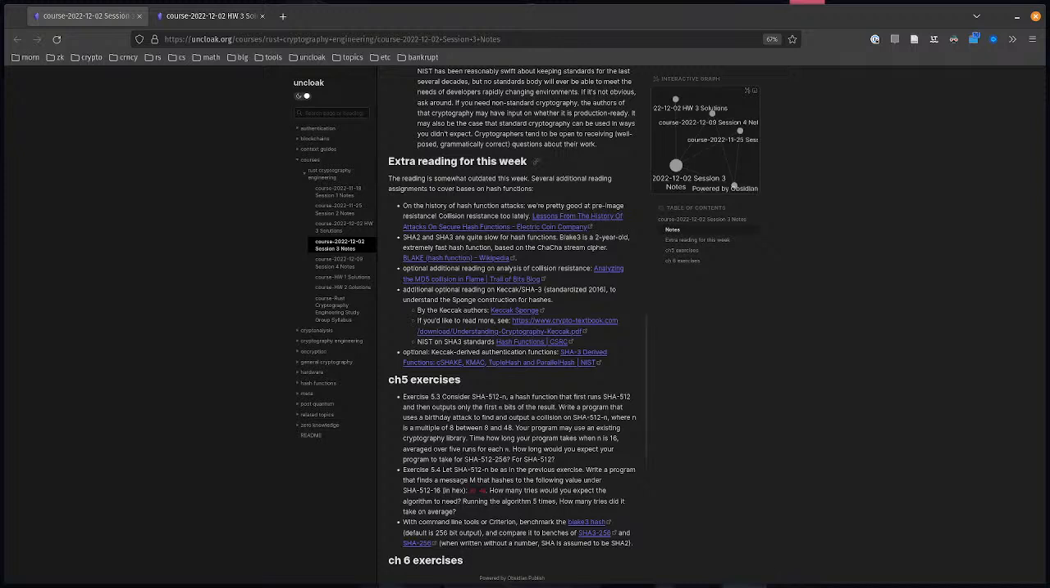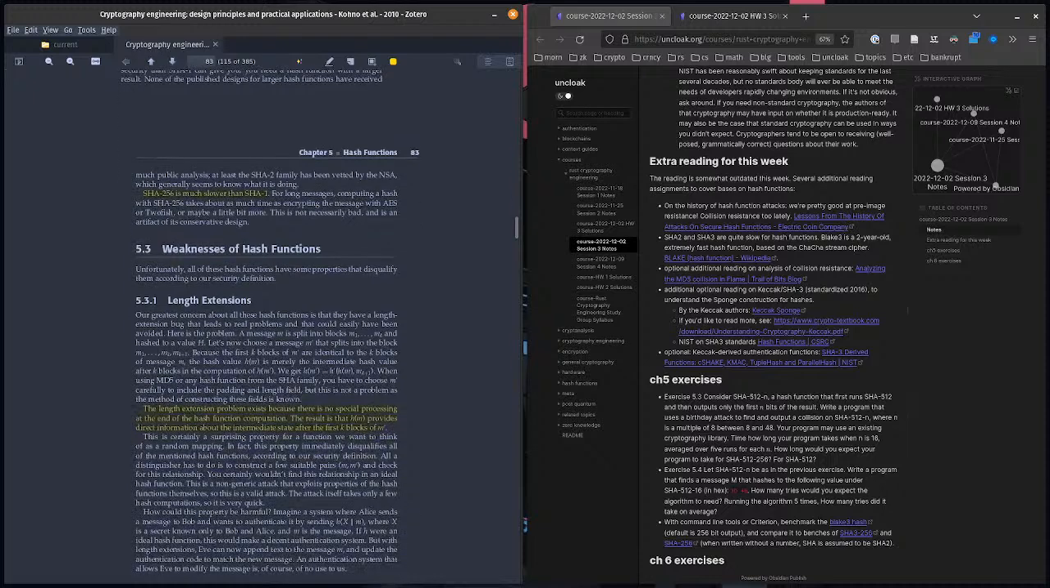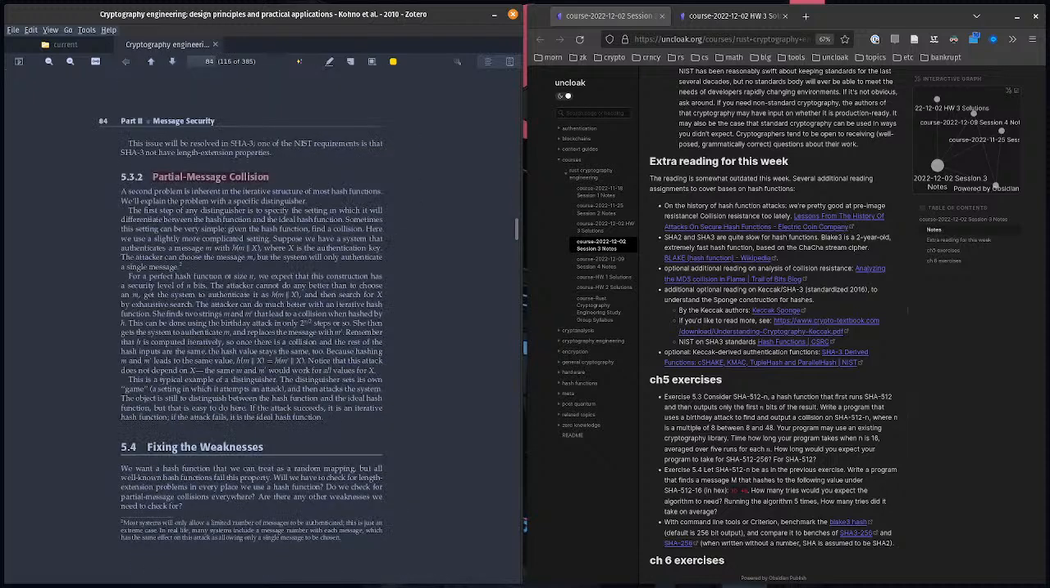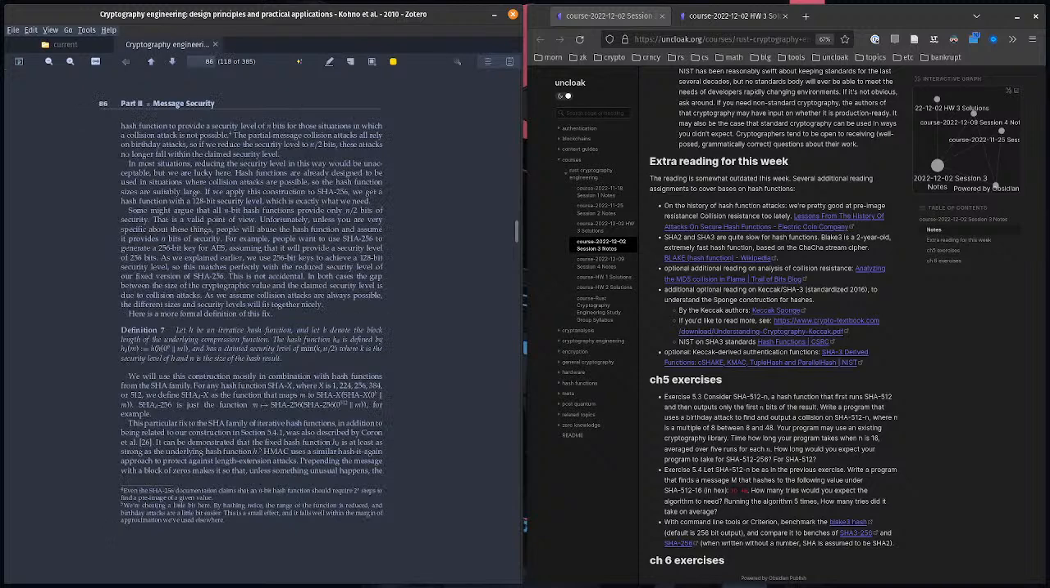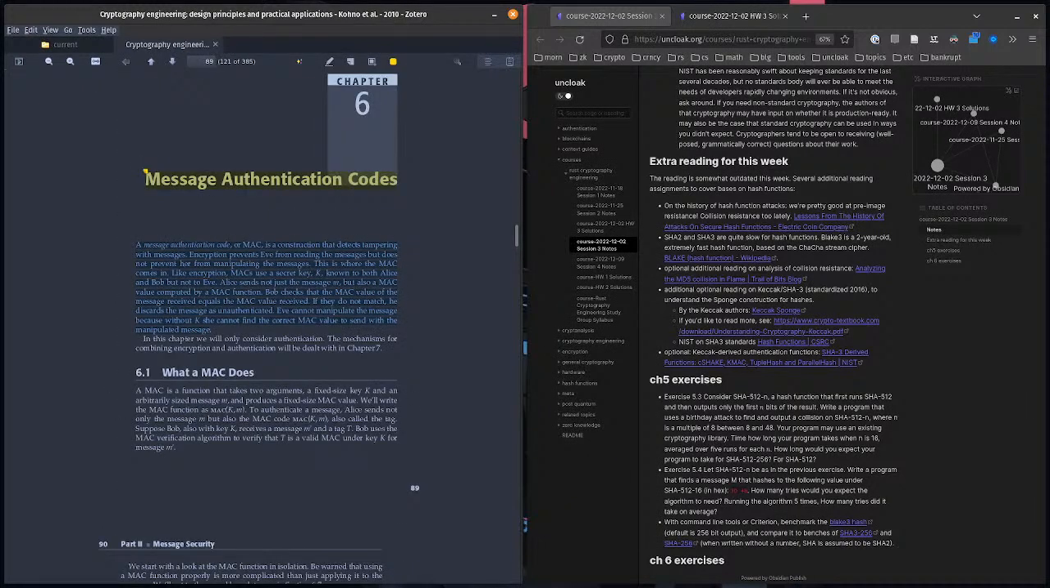So running back over here. So let's wander into MACs. So MACs, or message authentication codes, are the primary way that we do authentication.